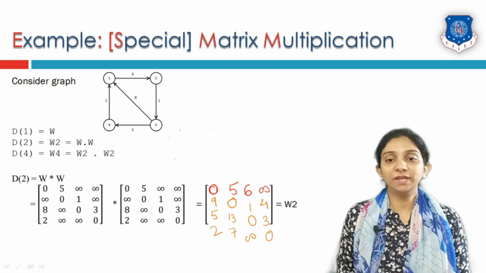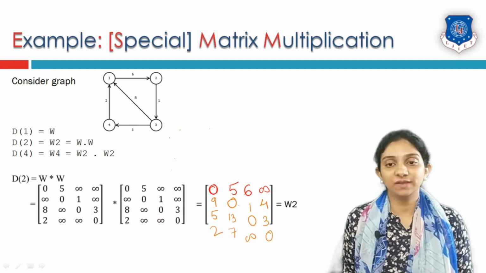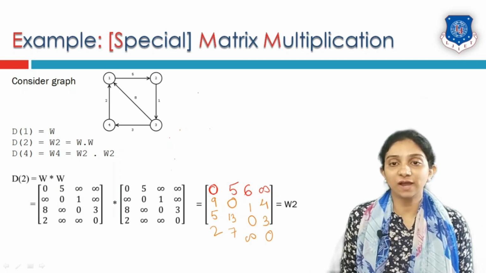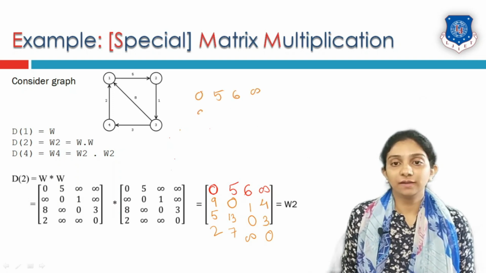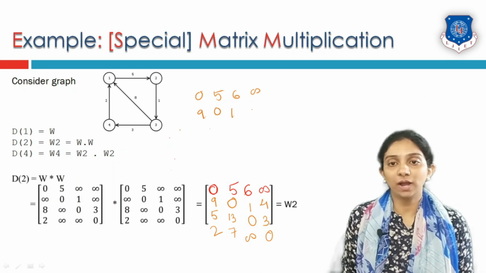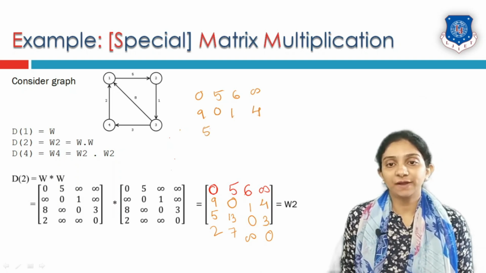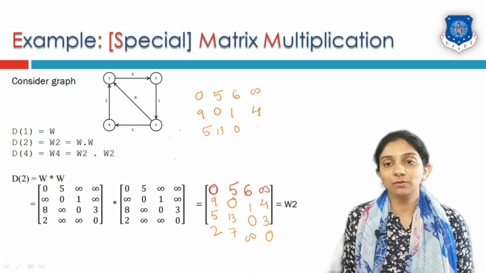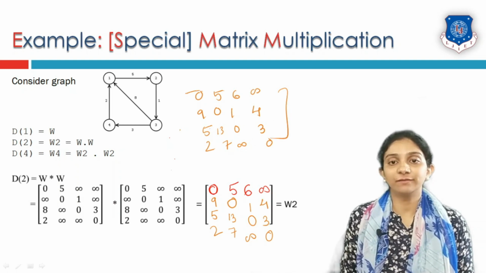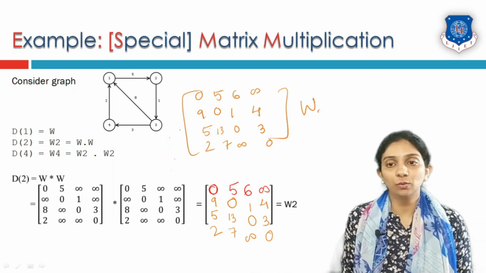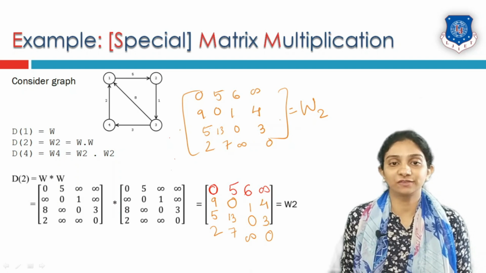So here the remaining two columns are prepared in the same way. Elements of the matrix are 0, 5, 6, infinity, 9, 0, 1, 4, 5, 13, 0, 3, 2, 7, infinity and 0. So this is my resultant W2 or weight 2 matrix.